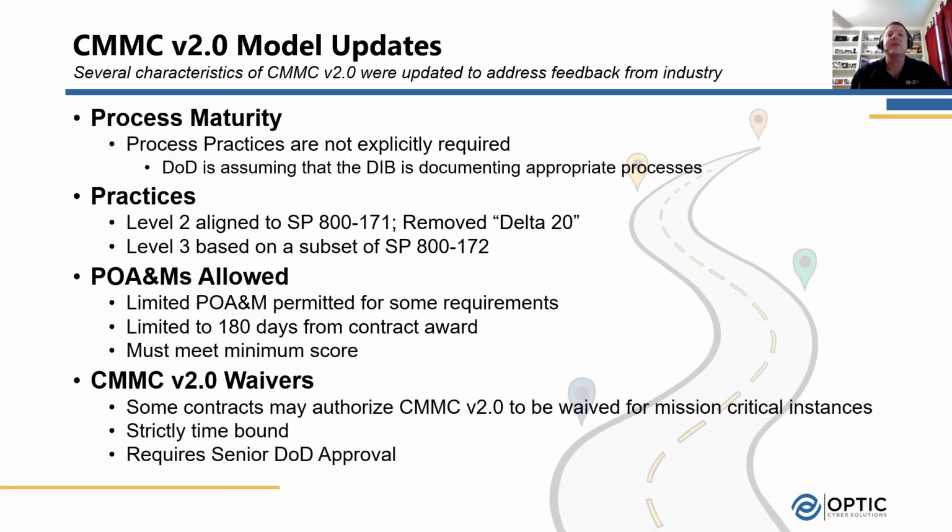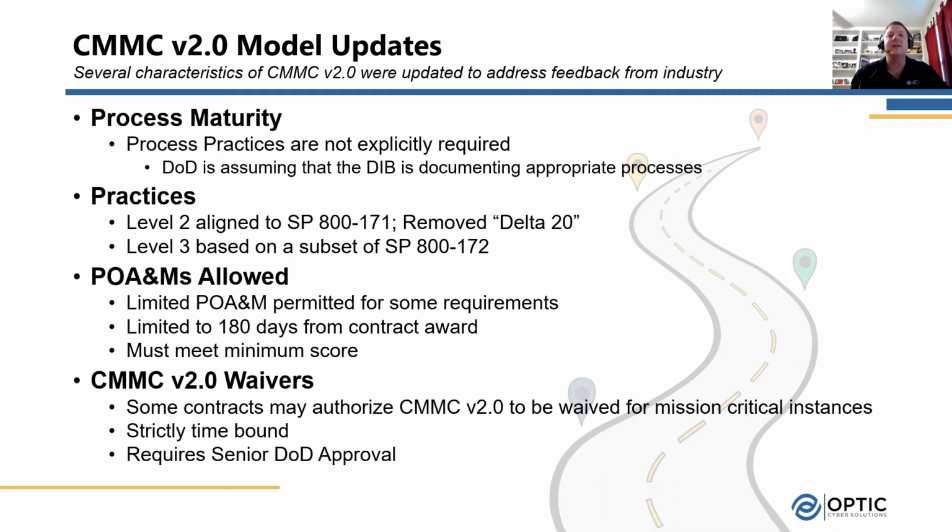So here we can talk about some of the other updates from the model outside of just the maturity level. One of the other changes within 2.0 is the process maturity is no longer going to be included in the assessment itself. Basically going back to industry, DoD heard loud and clear that industry knows how to implement capabilities. They know what policies are required. They know what effective procedures look like for their organization. And of course, organizations of different sizes may have different levels of formality or requirements from what procedures look like.